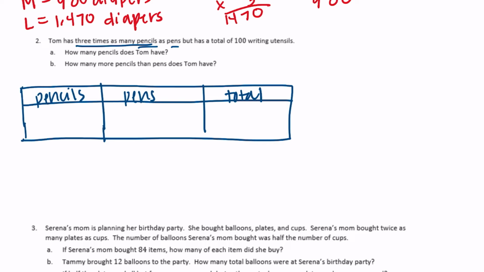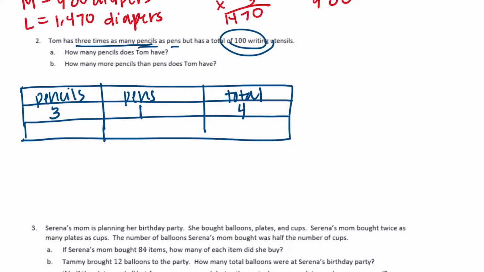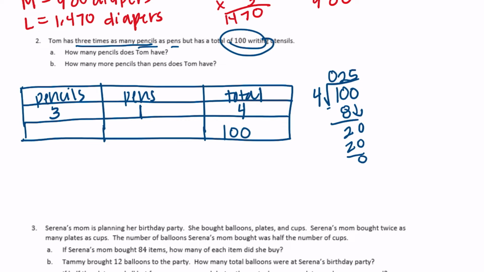So he has 3 times as many pencils as pens. So 3 pencils for every 1 pen. So then our total would be 4. And he has a total of 100 writing utensils. So for each part, let's do 100 divided by 4. 100 divided by 4 is 25, or we can work it out if you want. Bring down the 0, 4 goes into 20, it's 25. So 1 part is 25, so there'd be 25 pens, and then pencils would be 25 times 3, which is 75. So there are 75 pencils and 25 pens.